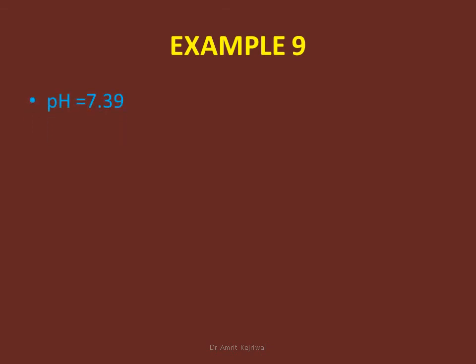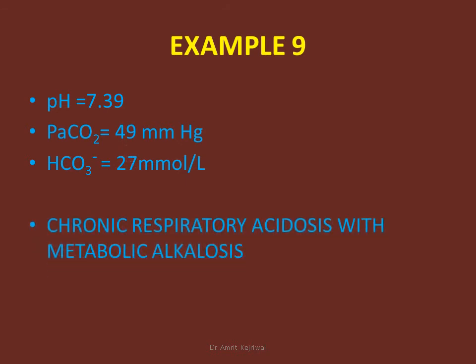In example number 9, you have a pH 7.39, PaCO2 49 millimeters of mercury, bicarb 27. Again, this is acidosis. PaCO2 is increased. Bicarb is also increased almost proportionately. So this is chronic respiratory acidosis with metabolic alkalosis.